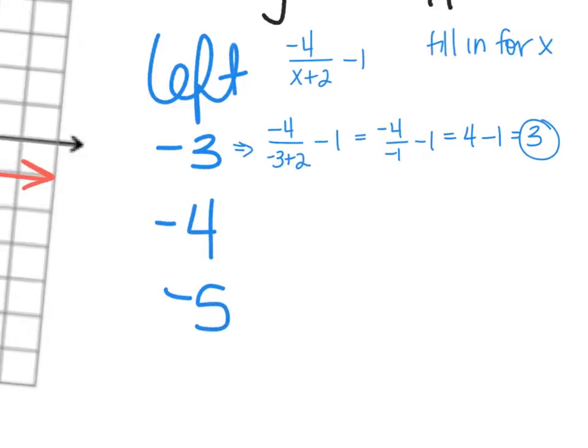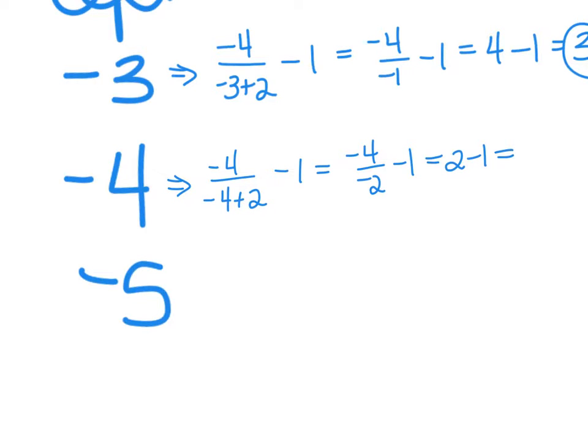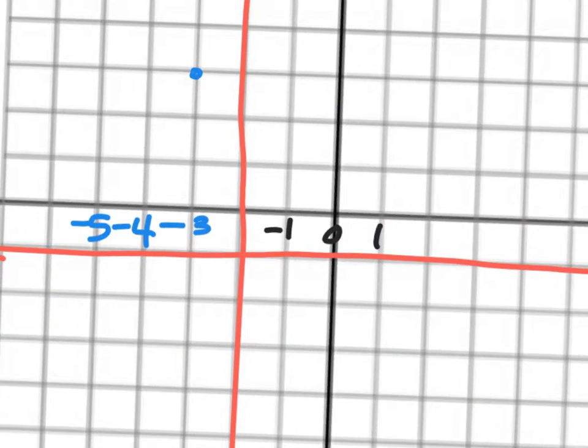So then, let's go back to -4. Now I plug in -4, so I get -4 over -4 plus 2, minus 1, which equals -4 over -2, minus 1, which equals +2 minus 1, which gives you +1. So at -4, I'm going to have a +1.